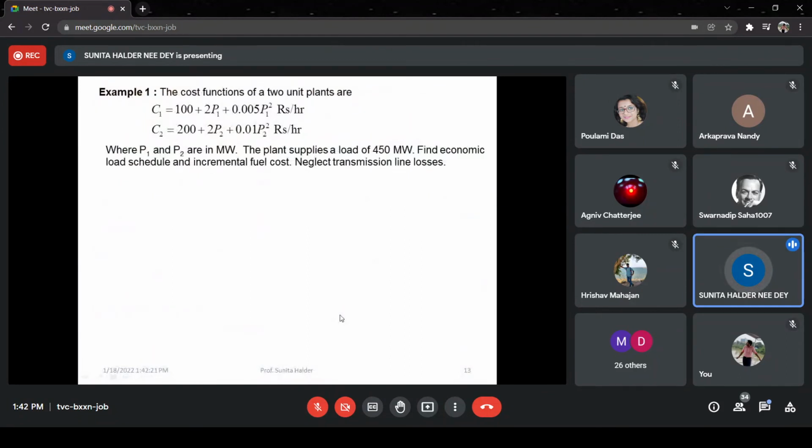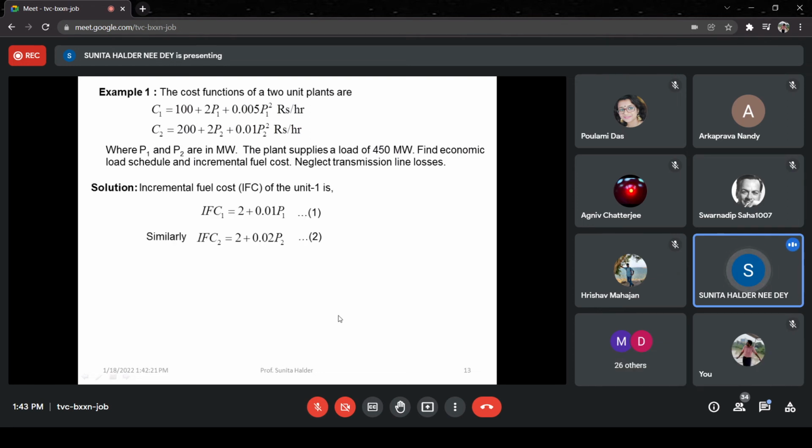Then let us go for some numerical examples. If the generation limits are not given, then we shall assume that the generation limit can be infinity. So we have no need to bother about whether it is valid or not. Whatever value we get, we shall assume that is possible, right? So this example is something like that. Only the cost functions are given, load is given. We have to find out the economic load schedule.